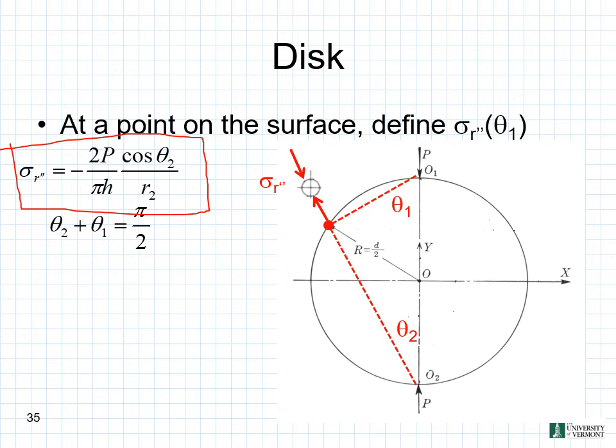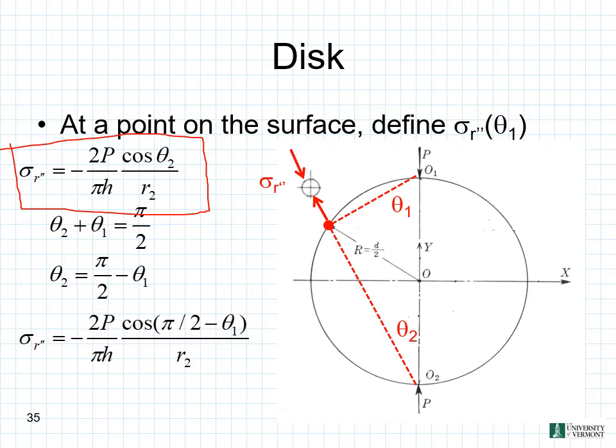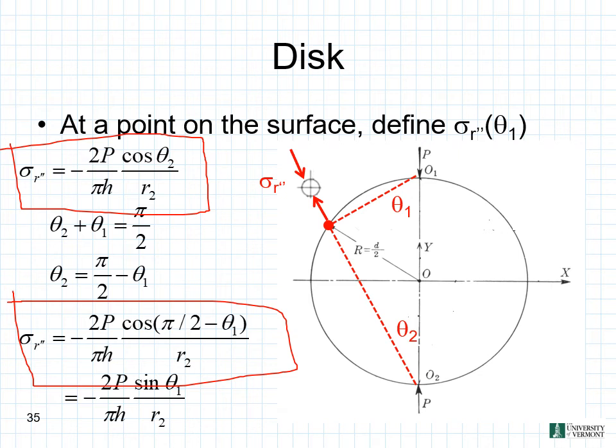where we have this relationship here that our theta 2 plus our theta 1 term is equal to pi over 2. So we can rearrange that and solve this for our theta 2, so theta 2 is equal to pi over 2 minus our theta 1. We can now plug this relationship for theta 2 back into our equation we have up top there for our sigma r double prime, and we end up now with this equation here. This equation can then be reduced a little bit further and simplified to see that this is equal to negative 2p over our pi h times our sine of theta 1 divided by r2.